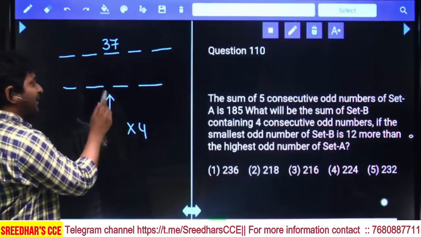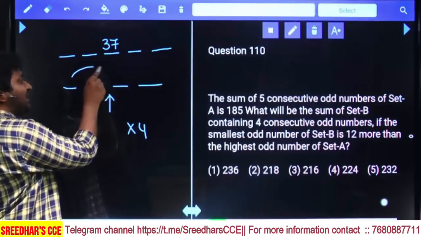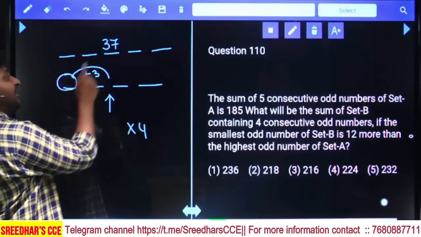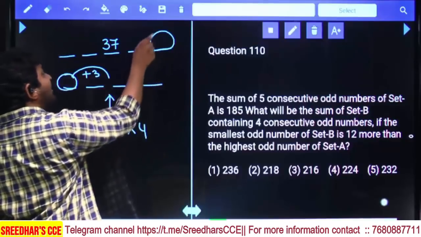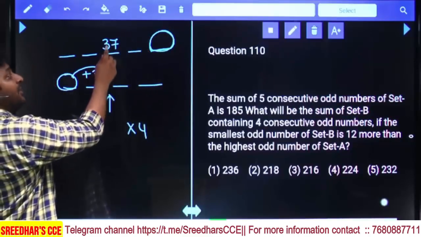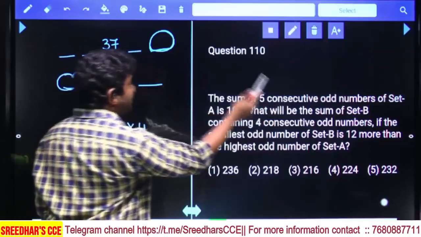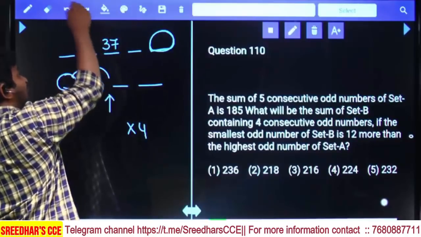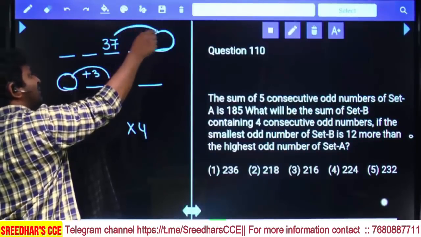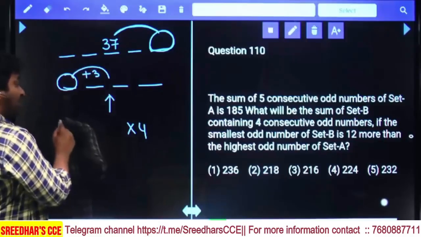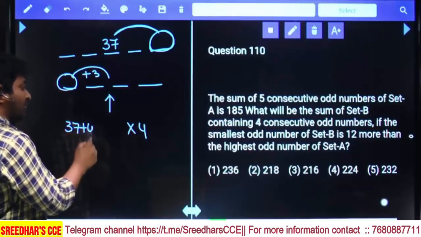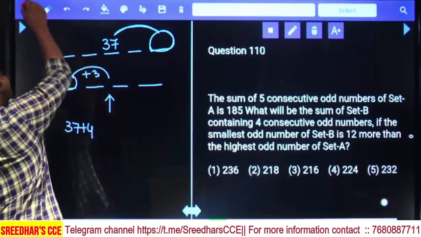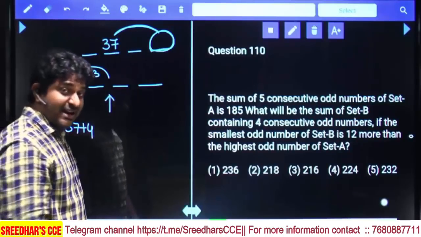How to get the middle number here? Middle number is the least number plus 3. How do you get the least number here? This number is 12 more than the largest number in set A. From here to here, because all these are consecutive odd numbers, a difference of 2 will be there. From here to here again 2. So from the middle number to the largest number, how much do we have to add? 4 we have to add. 37 plus 4. That is equal to the highest number in set A.